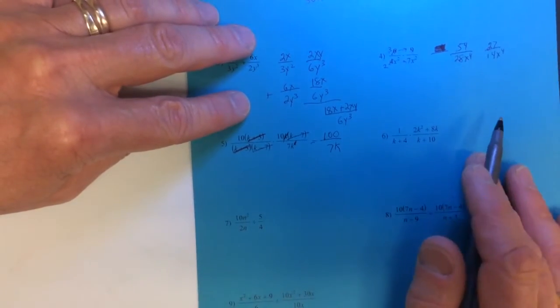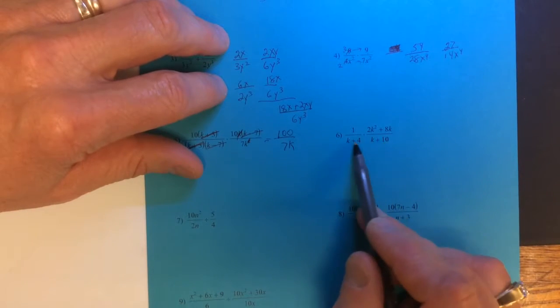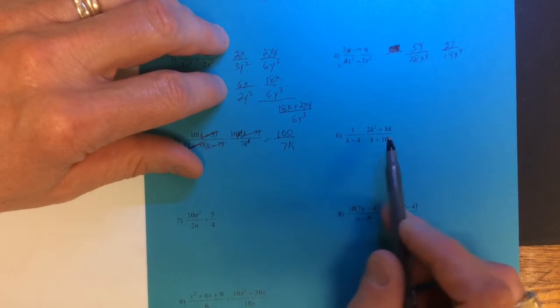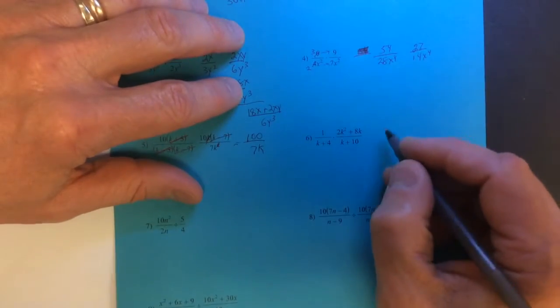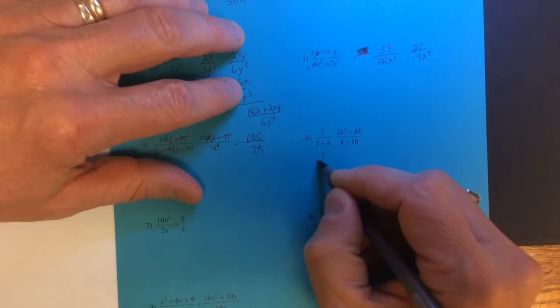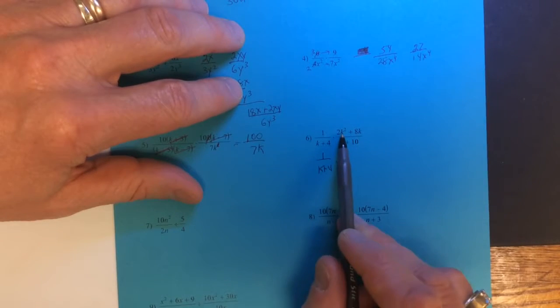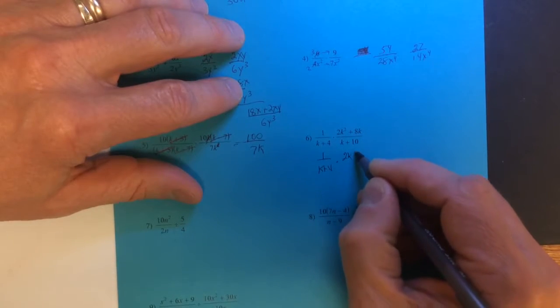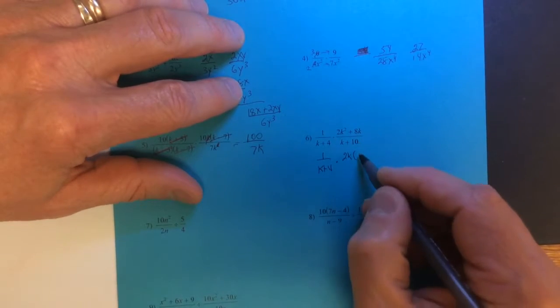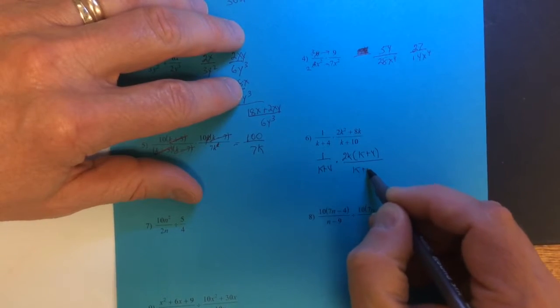This one here, don't see any common factors, but this is factorable. So the first thing I'm going to do is I'm going to factor this. I have 1 over k plus 4 times a common factor is 2k. So if I factor a 2k out, it's just a distributive property, I would have k plus 4 over k plus 10.